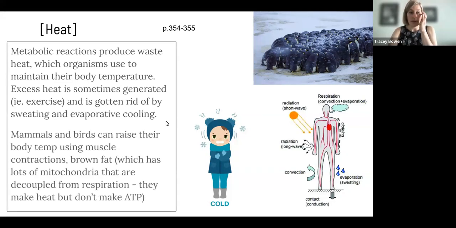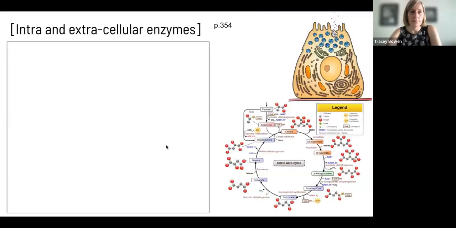Mammals and birds can raise their body temperatures using muscle contractions. Obviously that would be exercising, because we are using up energy in our bodies, and that's going to produce waste heat. Additionally, they use something called brown fat, which is a type of fat cell that contains lots of mitochondria, but those mitochondria are decoupled from respiration. So they don't make ATP, but they do make heat. Organisms that hibernate, for example bears, have a high percentage of brown fat in their bodies.